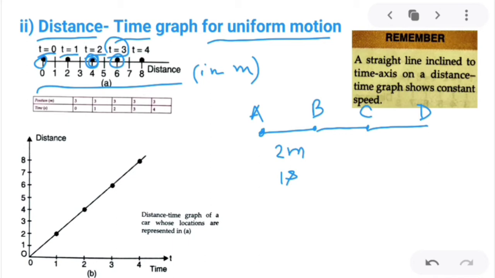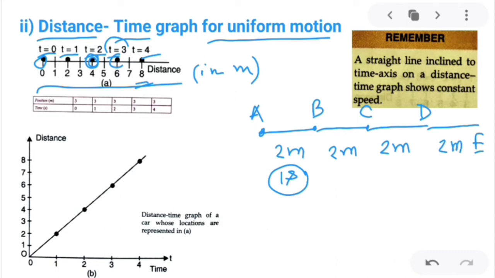And in the same way, after 4 seconds, the object is at E position. That means 8 meters from the beginning, the starting point. So if you understand this data, in every 1 second the object moves 2 meters.